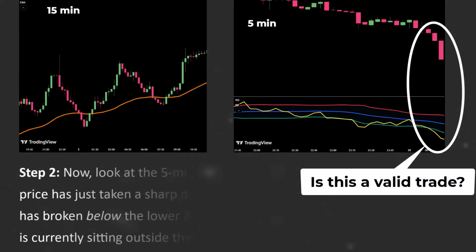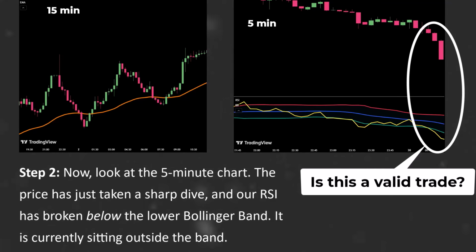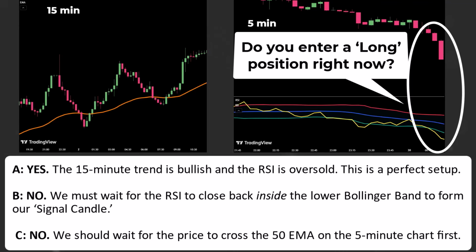Step 2. Now look at the 5-minute chart. The price has just taken a sharp dive and our RSI has broken below the lower Bollinger Band. It's currently sitting outside the band. Here is our question. Do you enter a long position right now? A. Yes, the 15-minute trend is bullish and the RSI is oversold. This is a perfect setup.